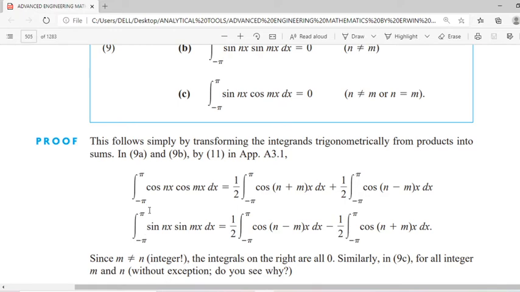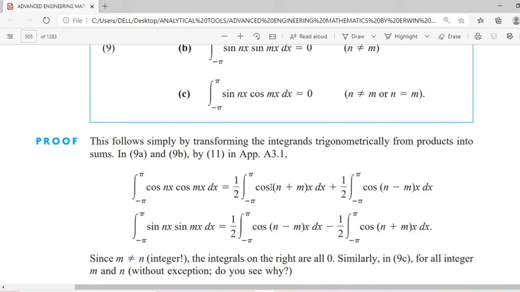You know the integral from minus pi to pi of cos nx cos mx dx. What is cos nx cos mx? I told you to refer to the trigonometric results. I think I showed you some of the trigonometric formulas in Google in the last class. So you can apply that trigonometric formula here, then you will get half of the integral of cos (m plus n)x dx plus half into the integral of cos (n minus m)x dx. That is the application of the trigonometric formula.